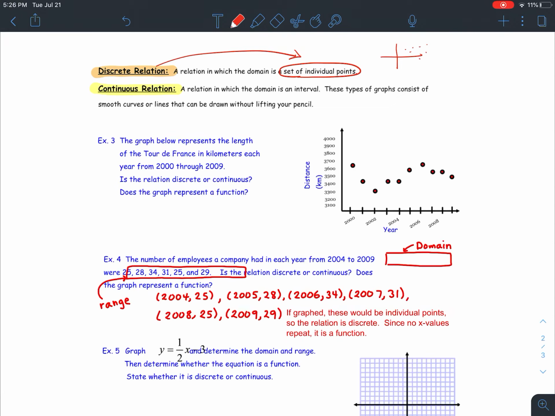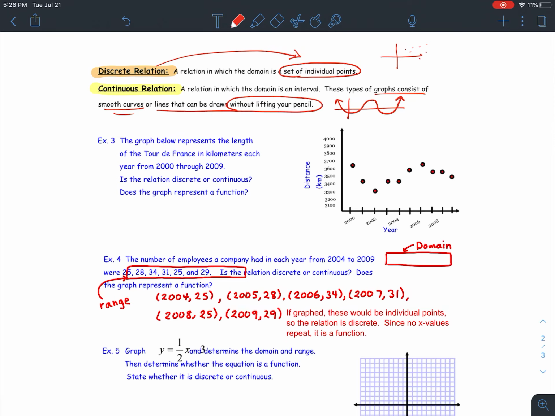A continuous graph is when your graph consists of smooth curves or lines that could be drawn without lifting your pencil. An example might be something that looks like this. You can see I'm obviously not lifting my pencil up and creating any gap at all. We call that a continuous graph.